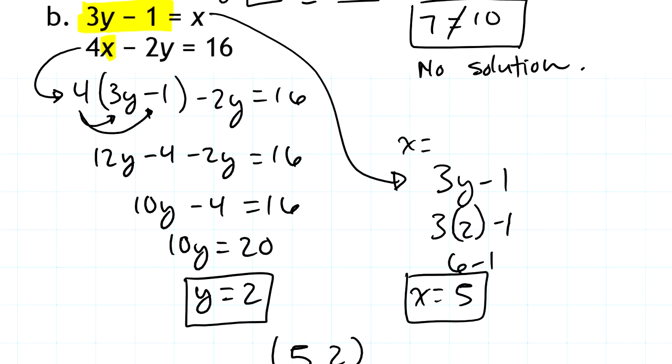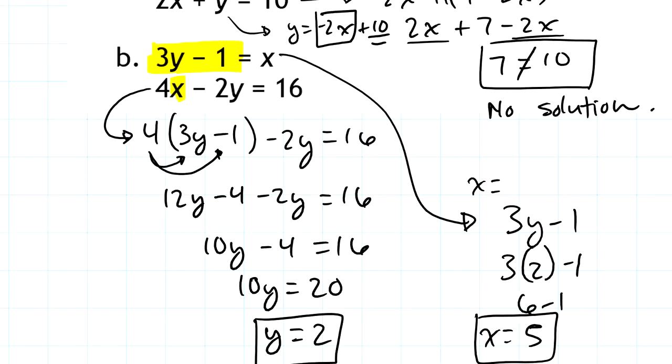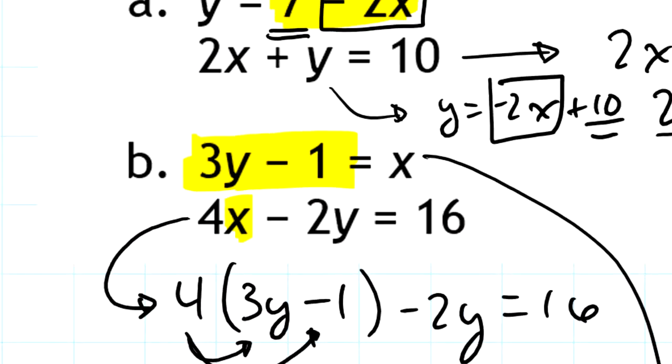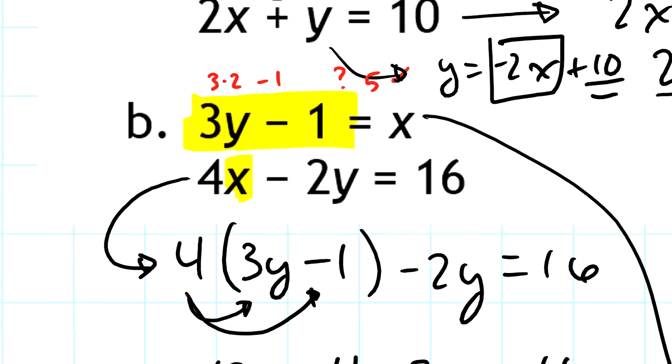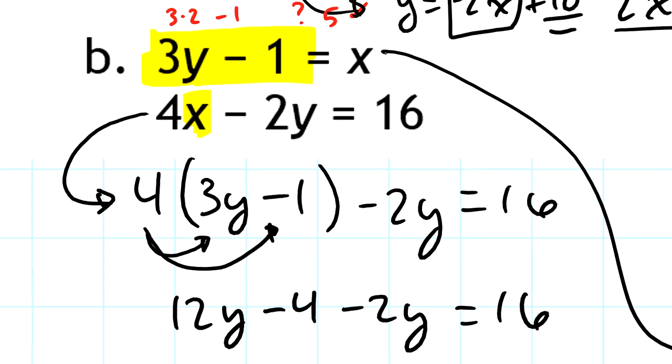And if I plug that through into the original equations, 5 and 2, let me check this. Let's see, 5 and 2. So this is going to be 3 times 2 minus 1. And is that the same as 5? Yeah, 6 minus 1 is 5. It checks in the first equation.